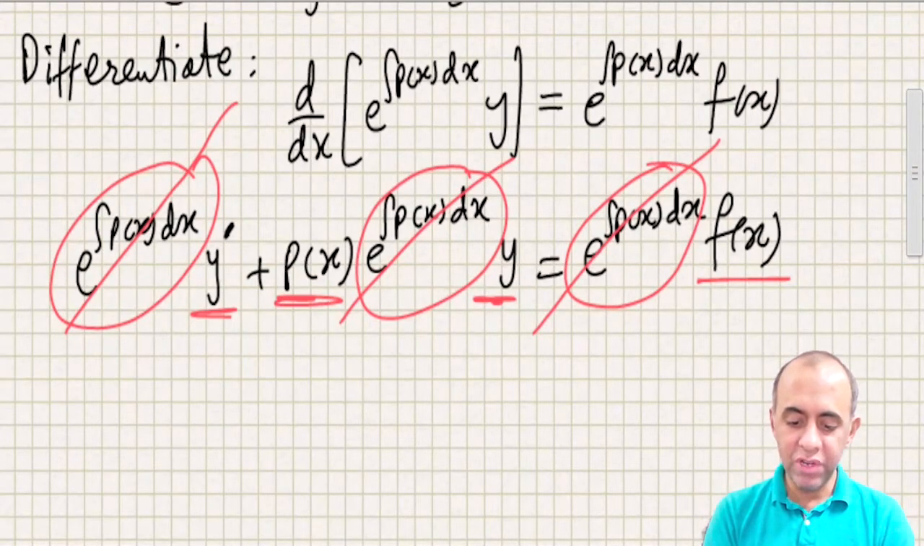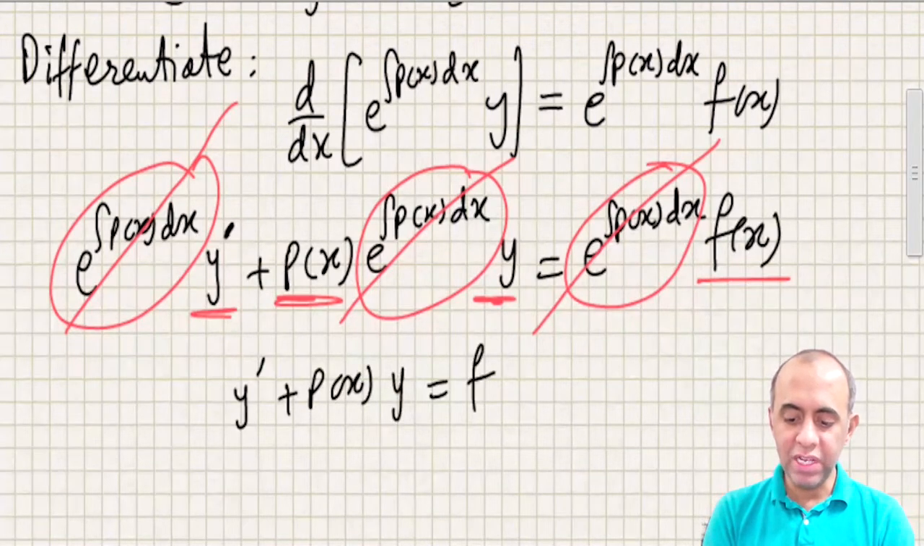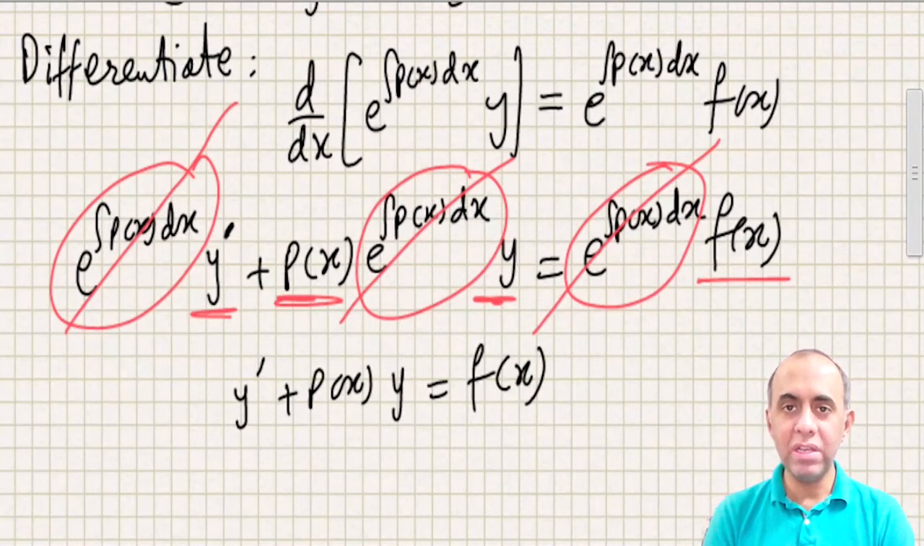So what do we get? We get y prime plus p of x y equal to f of x. And magically we come back to the same equation we started with. You shouldn't lose hope at this point, because we have actually achieved something.